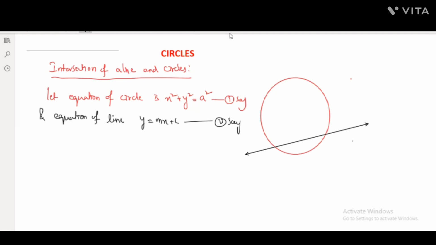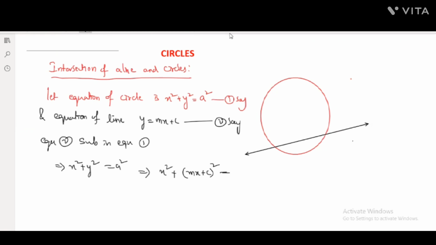Since we are discussing the intersection of a line and a circle, let's substitute equation 2. The line satisfies the circle equation, so we substitute equation 2 in equation 1. We get x square plus y square is equal to a square. In this I'm substituting the y value as mx plus c, so we get x square plus mx plus c whole square is equal to a square.